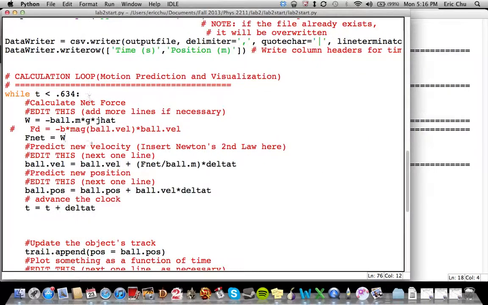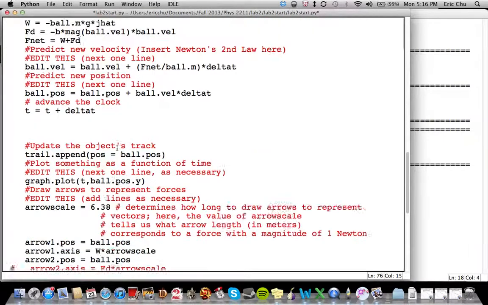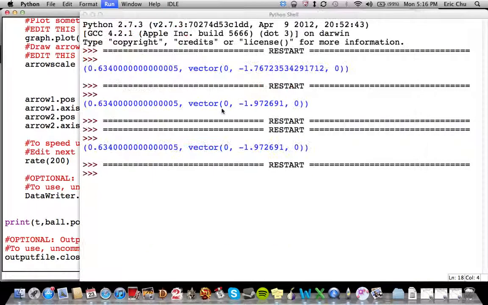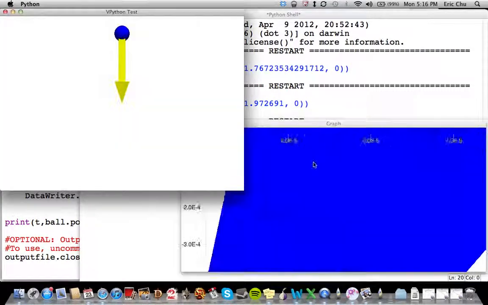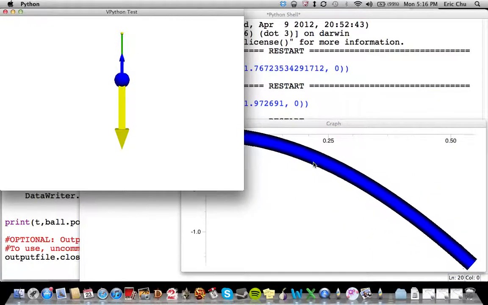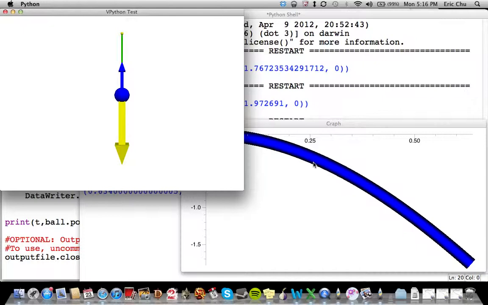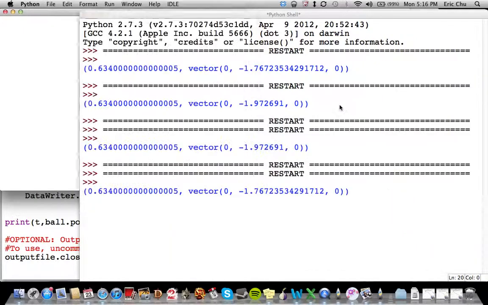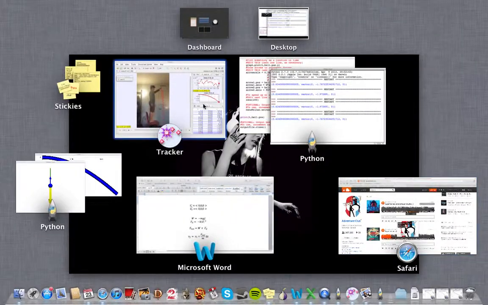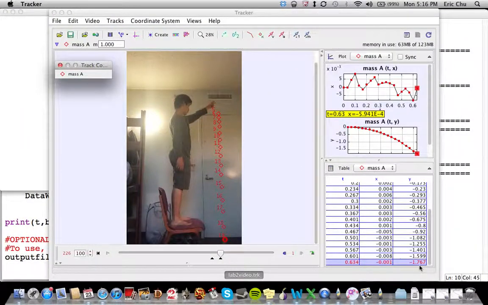And then here, let's uncomment our lines of code, add in the drag force, and then let's run it again. So now there's a second arrow acting on the ball, the blue arrow pointing up, which is the drag force. And then the final position is negative 1.767, which is equal to the final experimental position, and that's how I found B.